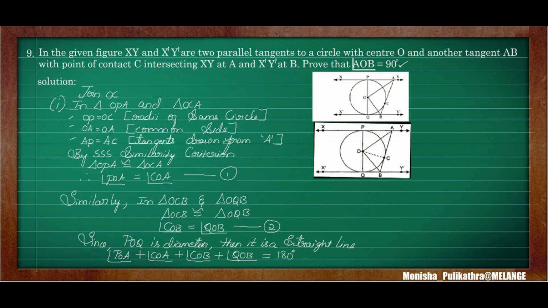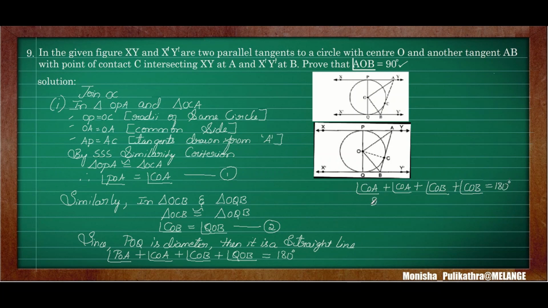Okay. Next, from equation 1, what we have written? POA is equal to COA, right? So instead of POA, what we can write? COA, right? So write down COA. Instead of POA, I am writing COA here by equation 1. So COA plus COA plus, in equation 2, QOB is equal to COB. Instead of QOB, I am writing COB itself, because QOB is also equal to COB. So the whole is equal to 180 degrees.